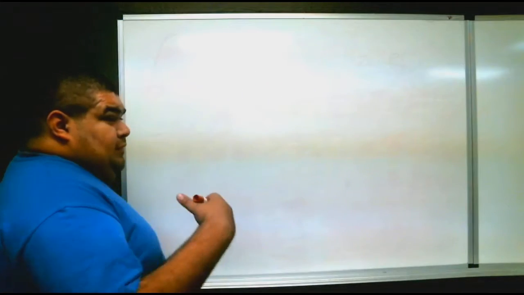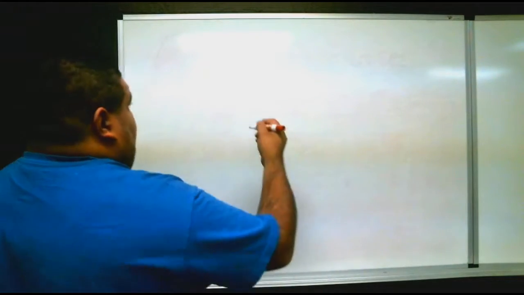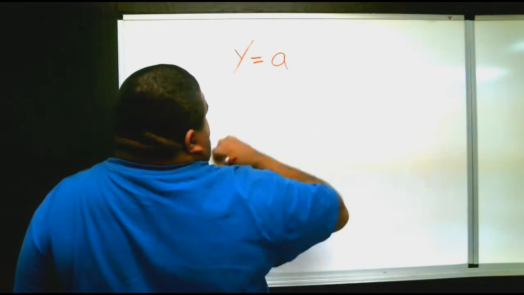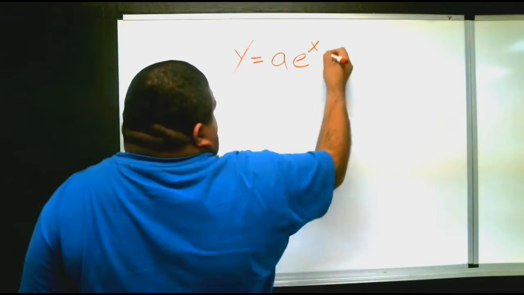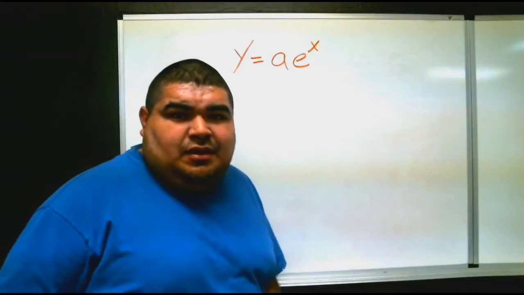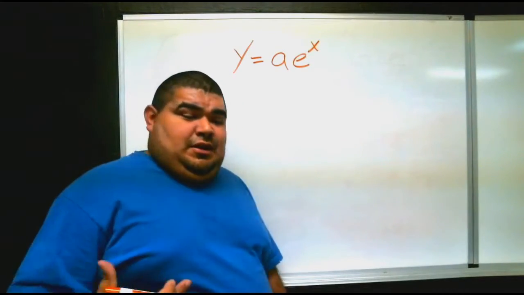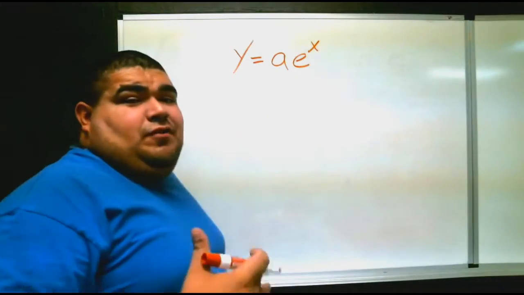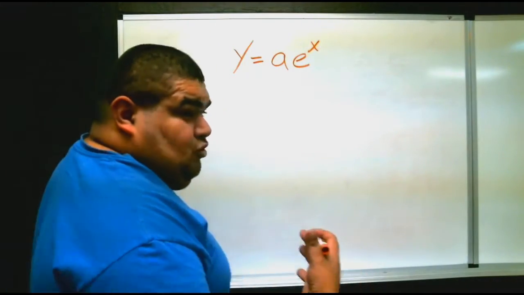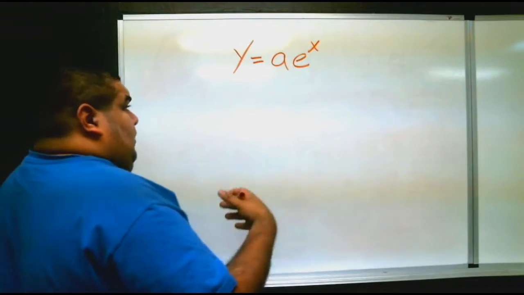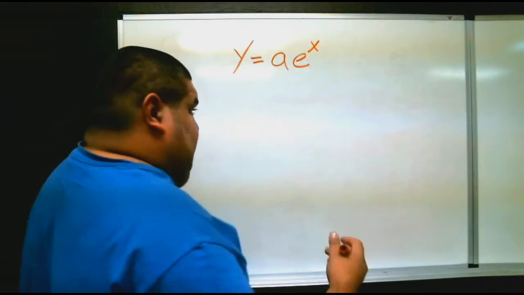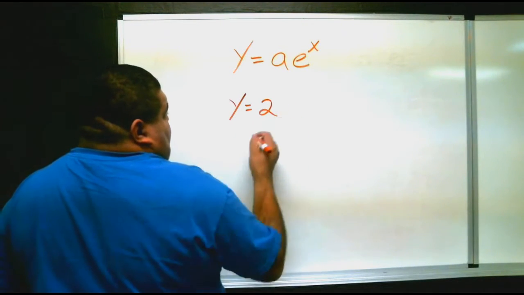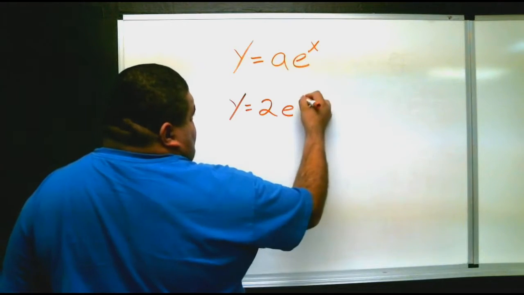So the equation we're going to deal with today is y equals a e^x. Meaning a is always a number, e is just a constant, and x is what we're going to try to find out. We usually try to find it out with a table. So our problem for today is y equals 2e^x.